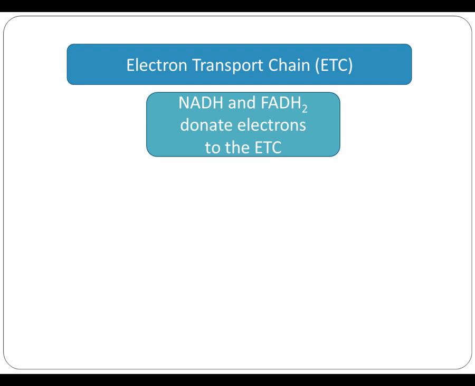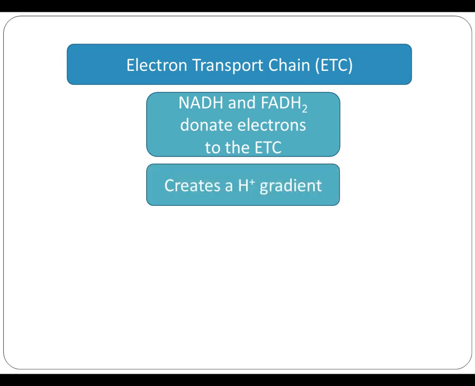They come from the KRB cycle and even glycolysis, and most specifically, which molecules from those? NADH and FADH2. Very good. So it's going to use the electrons from NADH and FADH2. What this does is create a hydrogen ion gradient.